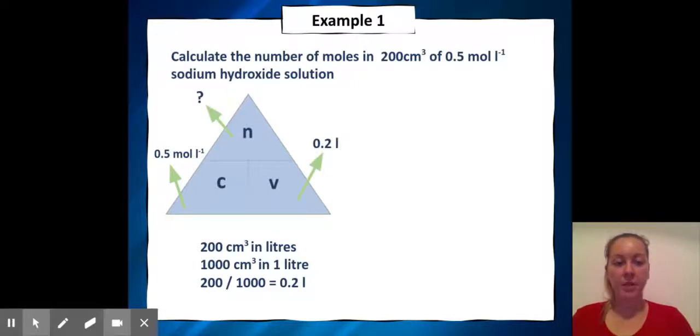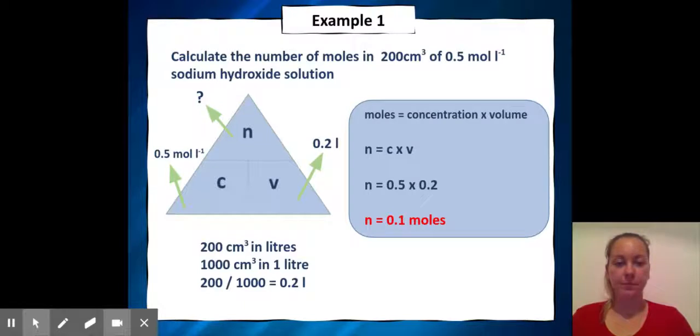Number of moles is our unknown. So moles equals concentration times volume, n equals c times v. We have 0.5 moles per litre times 0.2 litres, which works out at 0.1 moles. Remember to always add in your units at the end and also double underline your answer once you've finished a calculation. That just helps the marker understand that that is your final answer.